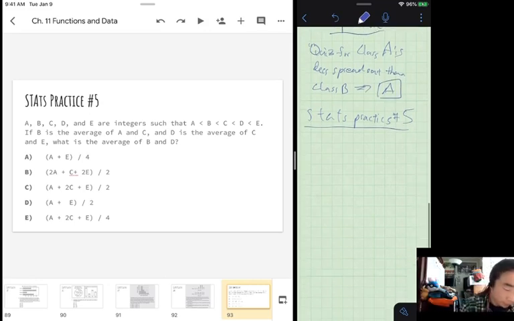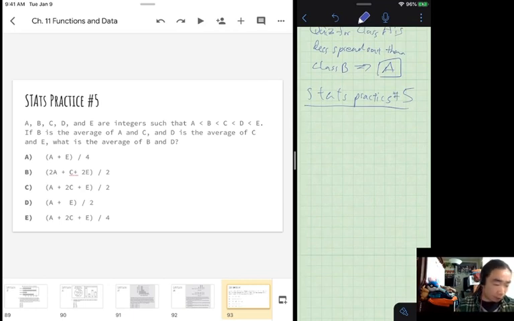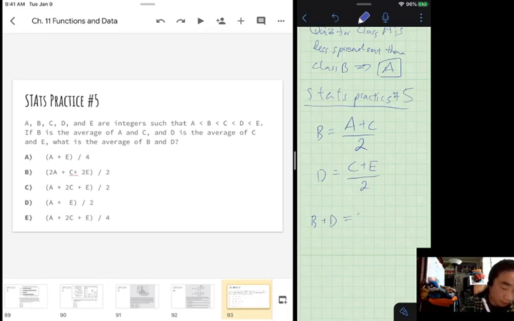Okay, so for this one, there's an order here. A is the smallest number, B is the next biggest, C, D, and E. Integers just means that they're whole numbers, they're not decimals. If B equals the average of A and C, its formula looks like this. Since there's only two numbers, we divide by 2. And D is the average of C and E. Then it's asking you B plus D equals blank.